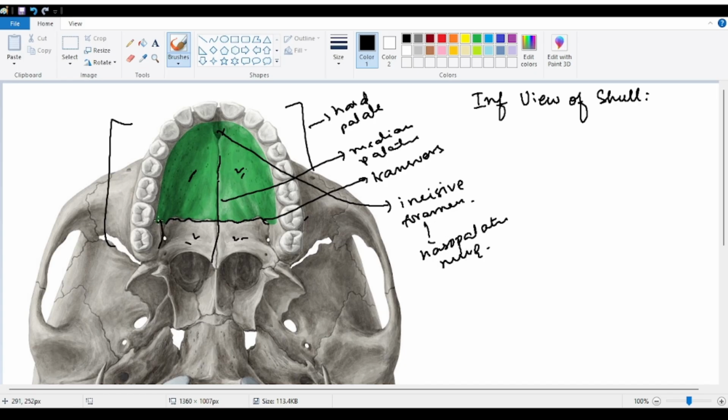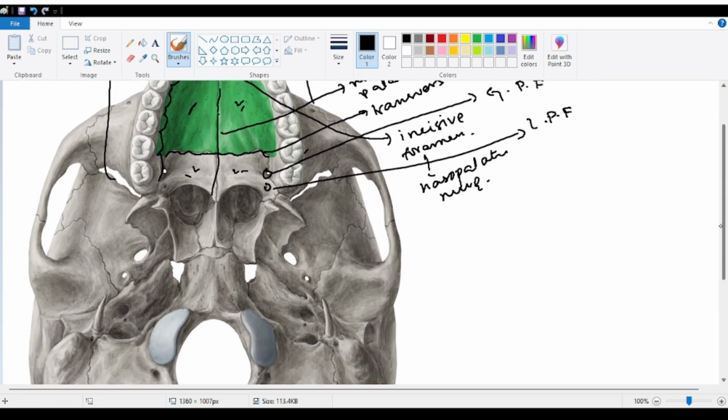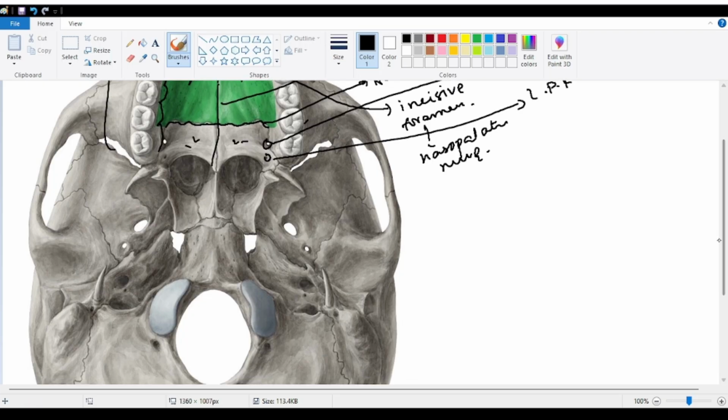Next we can see the alveolar processes of the maxilla, and on the palatine bones we see two foramina. More laterally we see the greater palatine foramen, and posterior to it we see the lesser palatine foramen. So this was all about the most anterior part of the inferior view of the skull.